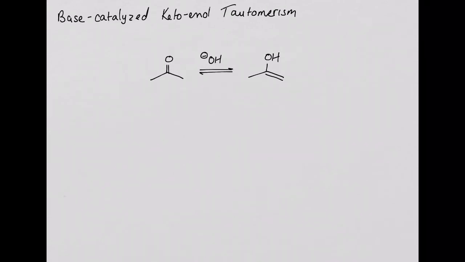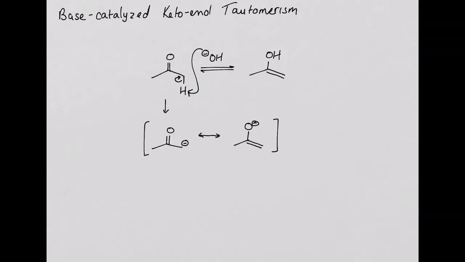In the base-catalyzed mechanism, the first step is deprotonation of the carbon adjacent to the carbonyl carbon. The carbanion that is formed is resonance stabilized. In the final step of the mechanism, the enolate ion is protonated to form the enol. Because keto-enol tautomerism causes the molecule to go through an sp2 hybridized intermediate, it can cause racemization at the alpha carbon.